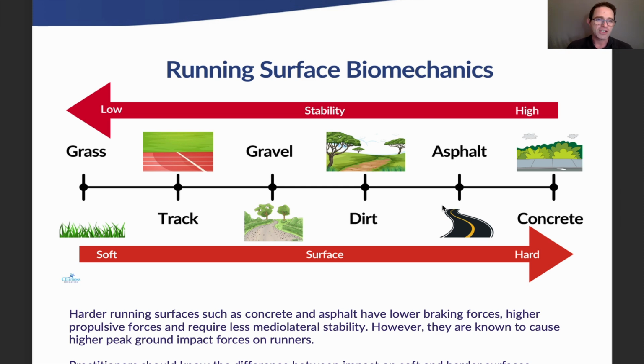I hope that information helps guide runners on uphill, downhill, and also running surfaces, and helps guide patients and avoid injury and improve training.